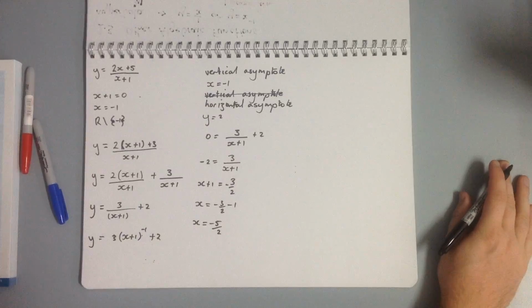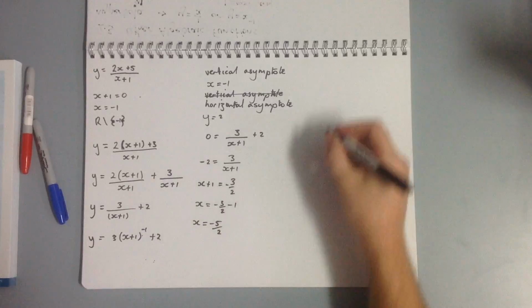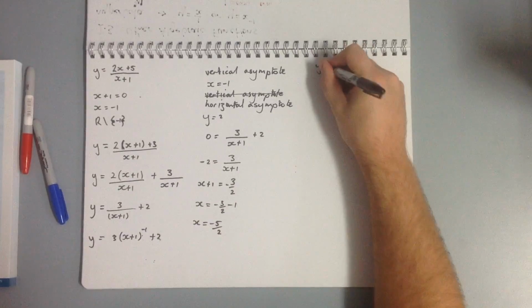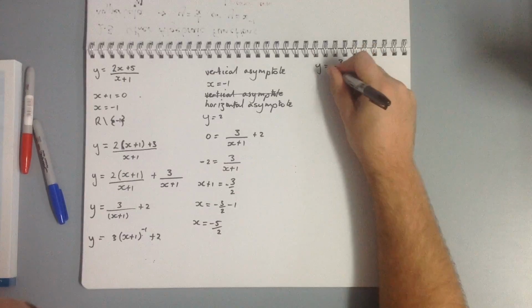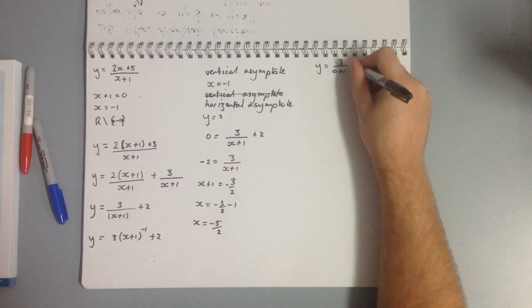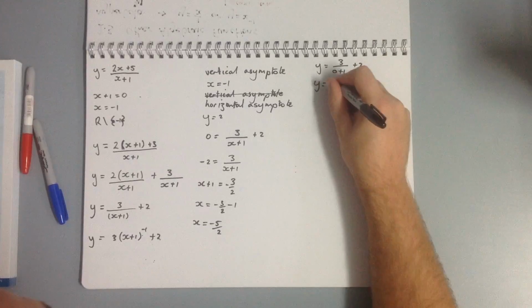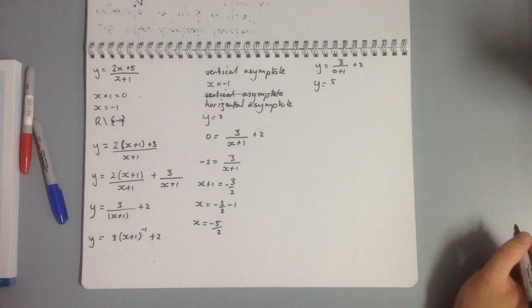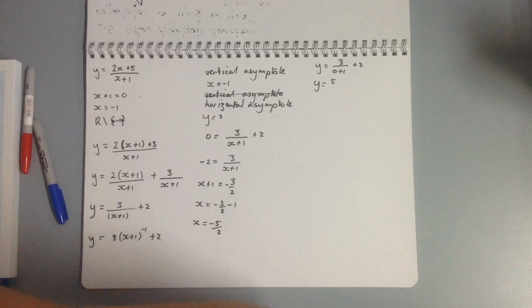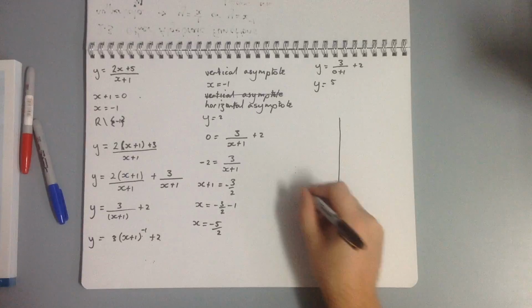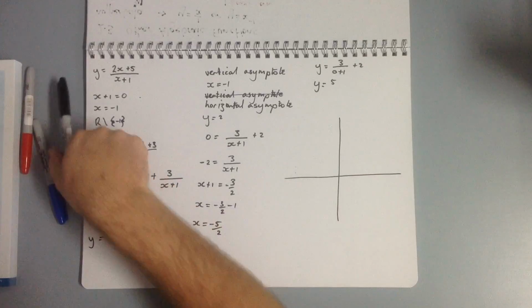Okay, and to get our y-intercept, we let x equals 0. So this time we'll go y equals 3 over 0 plus 1, plus 2. So y is going to have an intercept at 5. So we know all the information that we need now to actually sketch our function.